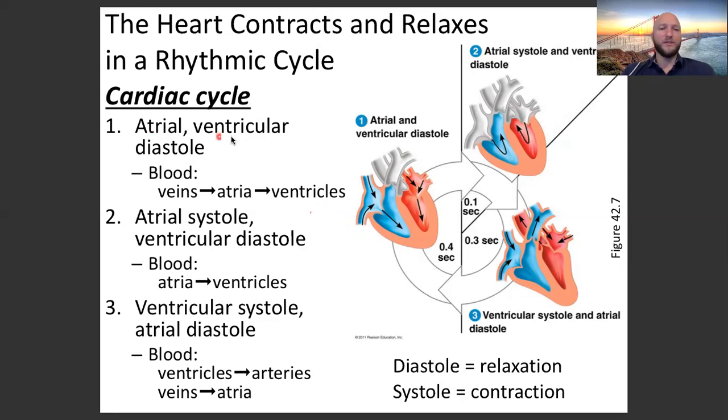So, atrial and ventricular diastole: pressure is already set up so that blood is going to flow from our veins to our atria to our ventricles. Remember, 2/3 of our ventricular filling happens passively. Then we're going to get atrial systole. For that last little bit of filling for our ventricles, we need a little extra help in order to get it completely full. So the atria contract, which pushes that last 1/3 of blood into our ventricles.